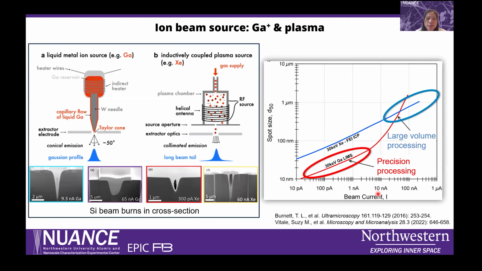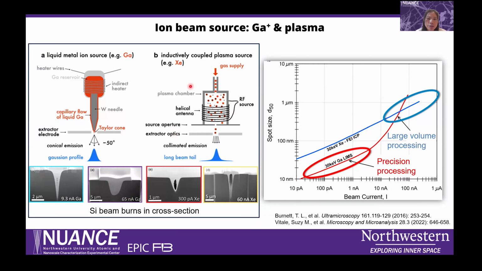So what exactly is the difference between the gallium FIB and the plasma FIB? It comes down to the ion beam source. The gallium source is a liquid metal ion source. A strong electric field creates a Taylor cone here, and the ions are emitted by field evaporation. The beam has a Gaussian profile like this. It's very sharp at low current, here 9.3 nanoamperes, but it broadens at high currents.